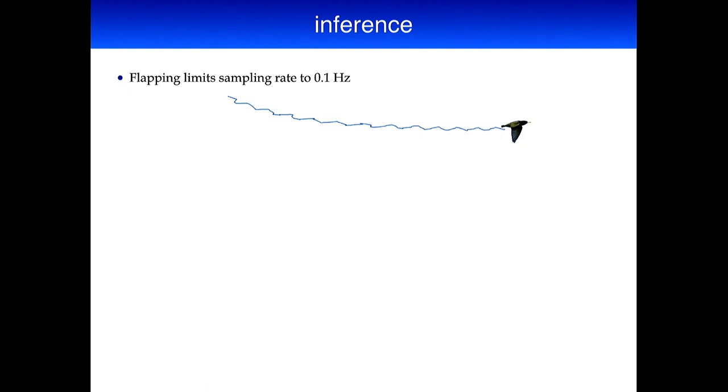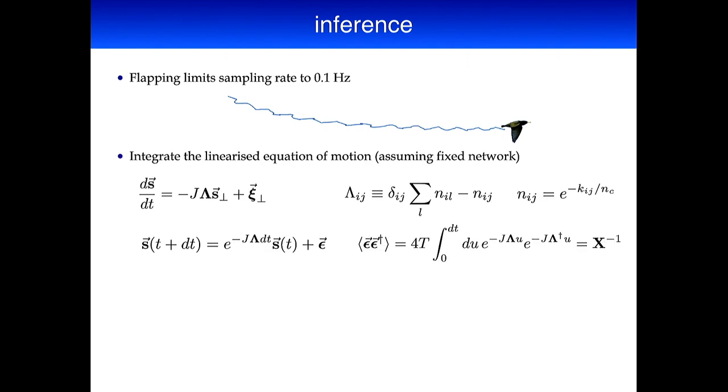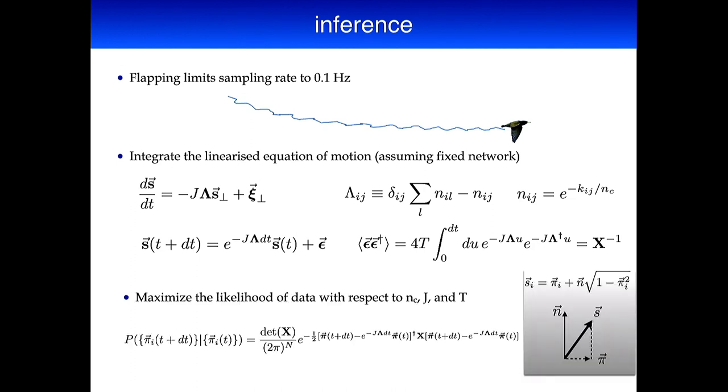So the problem is that with such a long time step, the usual integration method that we use, which is Euler's method, is likely to be imprecise. So instead, what we do is that we linearize the equation, and we integrate it explicitly as a function of time between t and t plus delta t. Okay, so this is done here. This is only valid if you have a fixed network, but it's exact if you assume a fixed network and if you're in a spin wave approximation. So just more technical details. Once you have that, you have an explicit expression of the likelihood. And then this is the thing that we maximize with respect to our three parameters, n_c, J, and T.